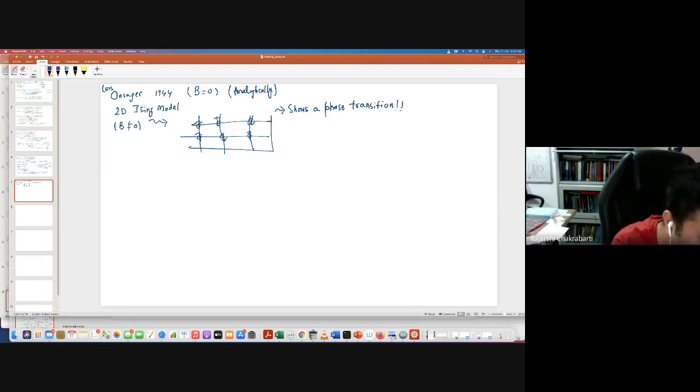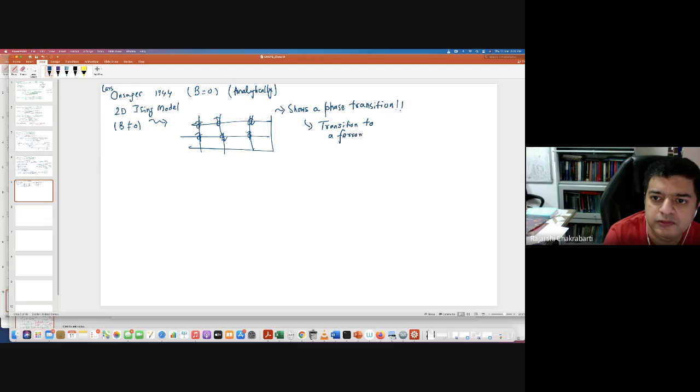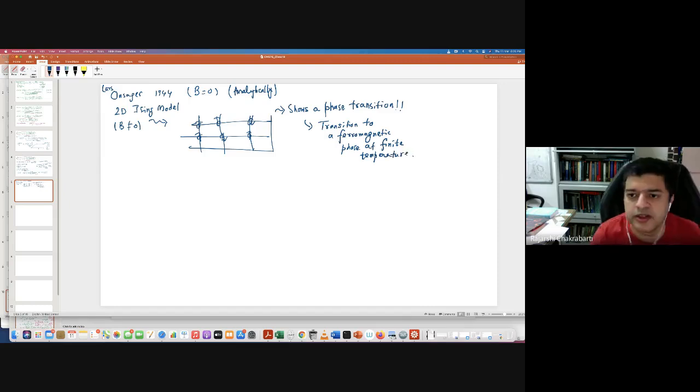Although the one-dimensional Ising model does not show phase transition, the two-dimensional Ising model shows a phase transition, which basically means a transition to a ferromagnetic phase at finite temperature. Is this clear?